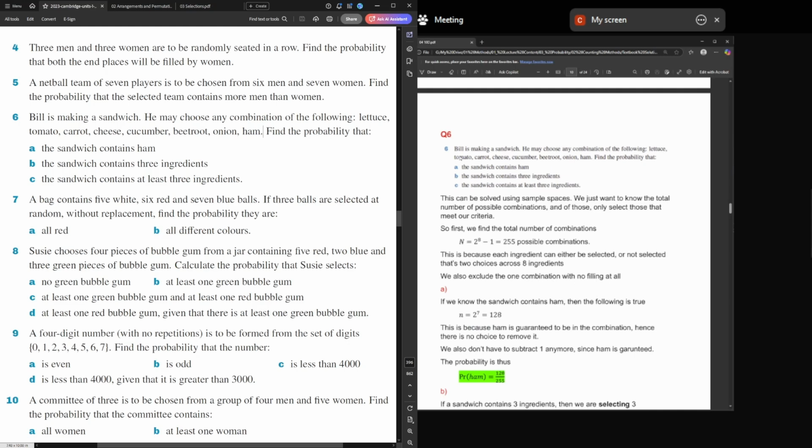It's either yes, no, yes, no, and so on. So instead of having all 2s, you now have all 2s and a 1, which is why it's 2 to the 7 instead of 2 to the 8. Normally that would simplify down to a half, but because you've done a subtract 1 on here, it's basically almost a half, but not quite.